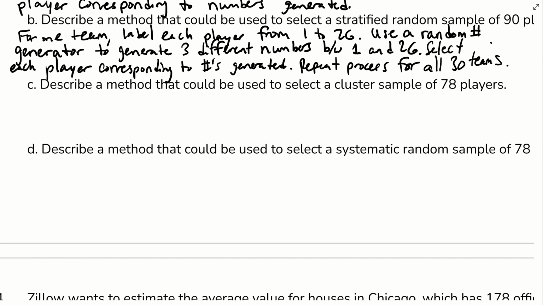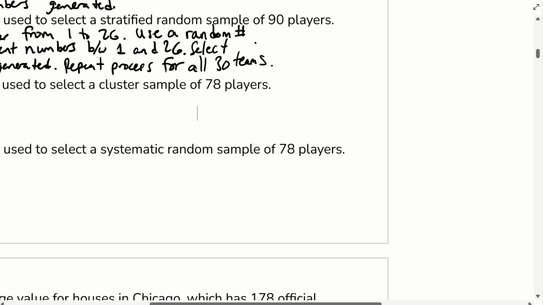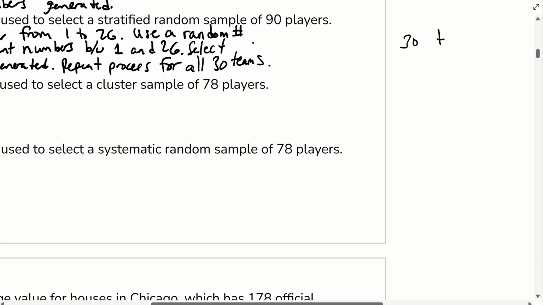So now we're going to describe a method that could be used to do a cluster sample of 78 players. With a cluster sample, you're randomly selecting some of the teams, and then you're selecting all the players from those teams. Okay, so how do we get 78 players? How many teams would we have to choose to get 78 players? Well, each team is 26 players. There's 30 teams, each with 26 players.